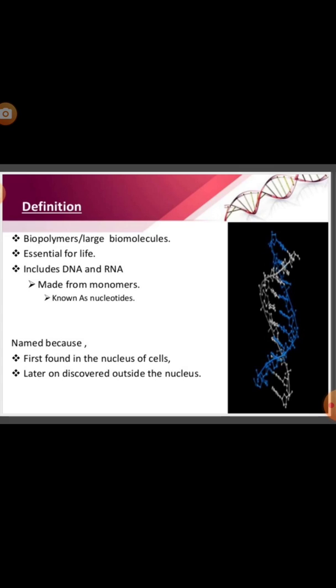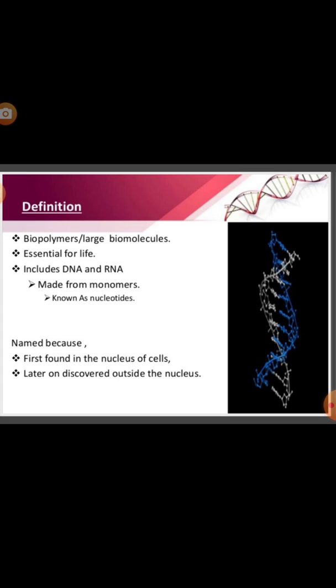The main difference between DNA and RNA is the presence of pentose sugars. In the case of DNA, the pentose sugar is deoxyribose, but in the case of RNA, the pentose sugar is ribose sugar. As I already told you, the monomers of DNA and RNA are known as nucleotides.